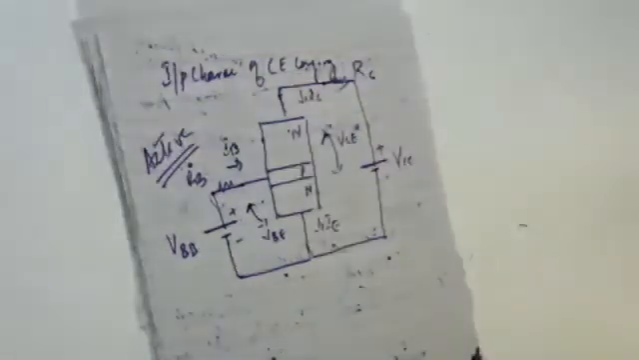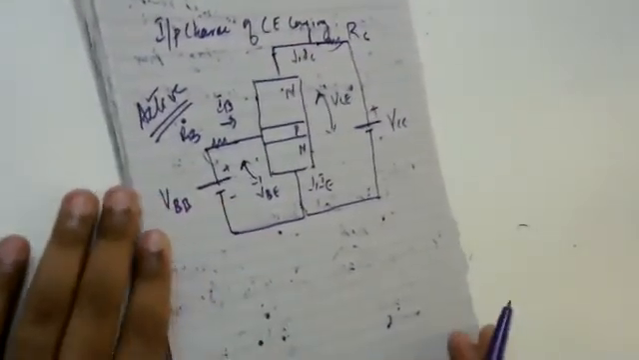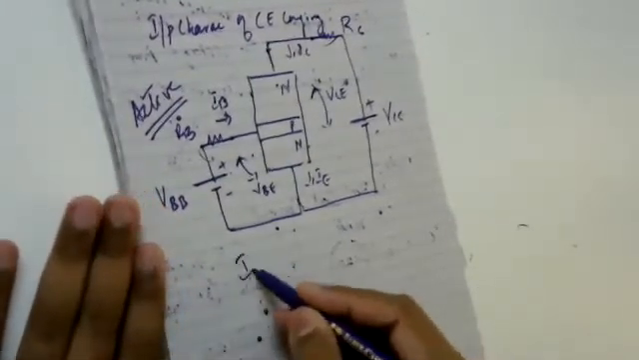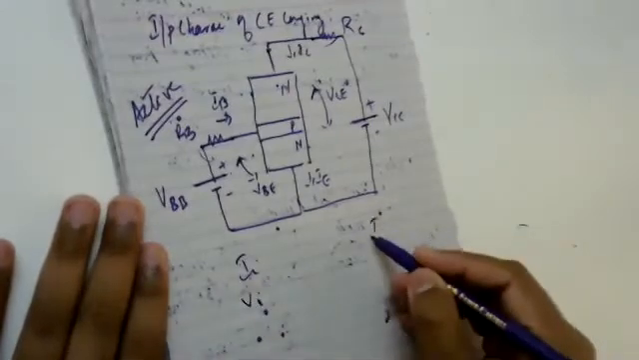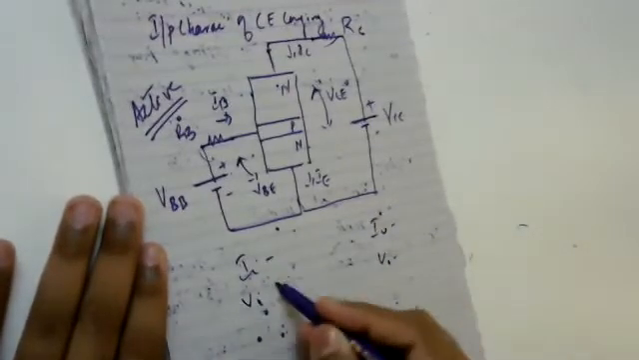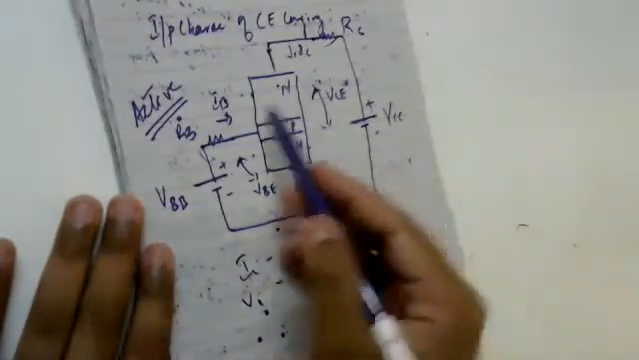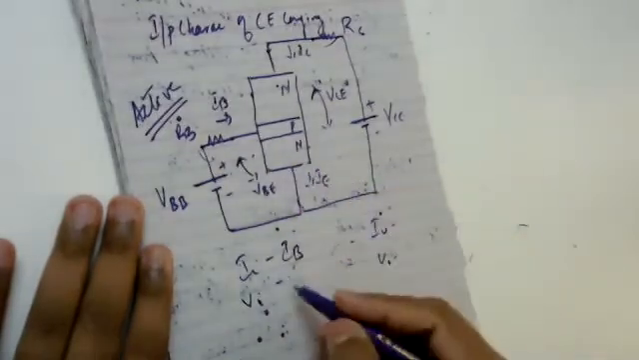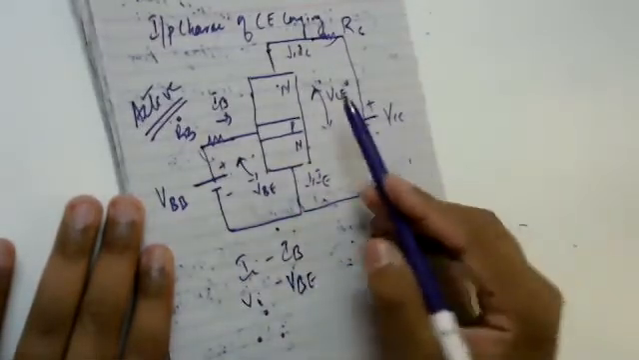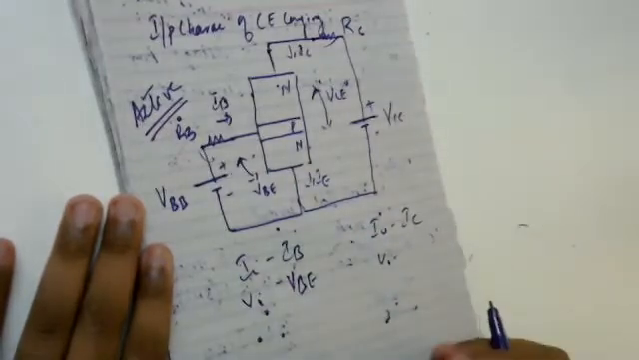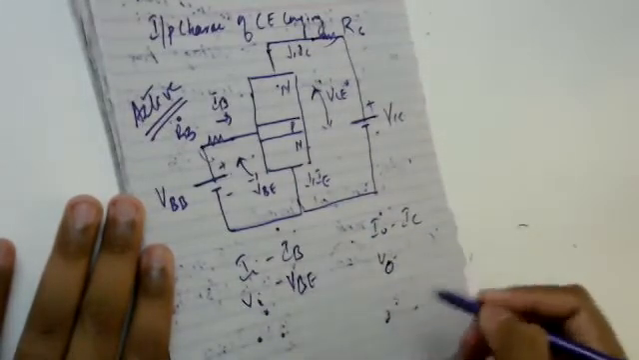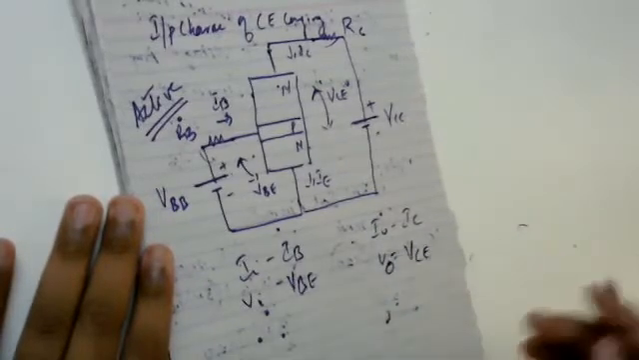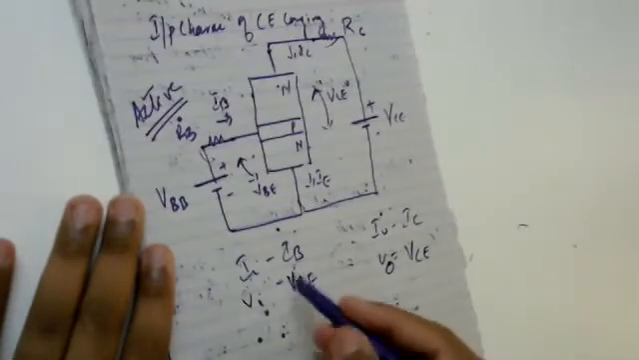So now, let me say that I want to have the input characteristics. For that, I need to know what is my input current, input voltage, output current and output voltage. My input current is nothing but the base current, IB. Input voltage is nothing but my VBE. Then my output current is nothing but IC, and output voltage is nothing but VCE.